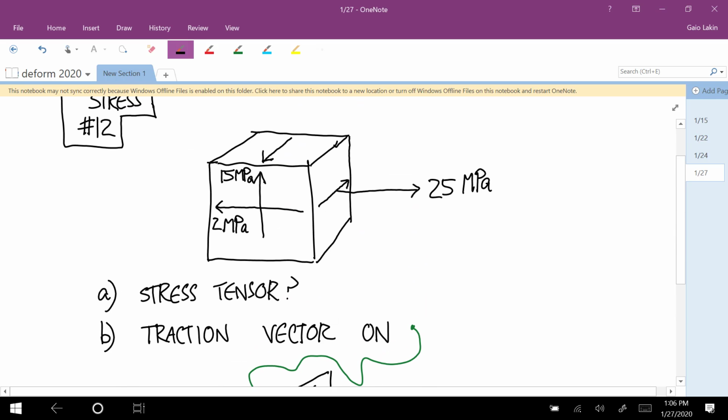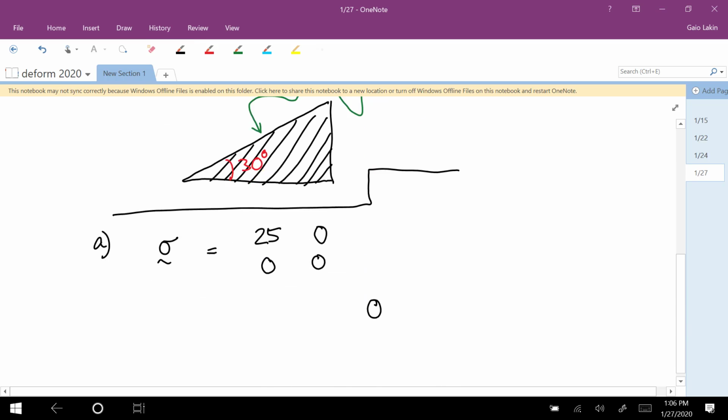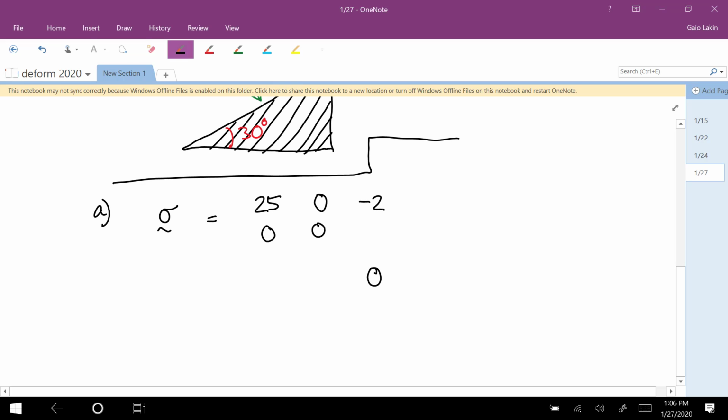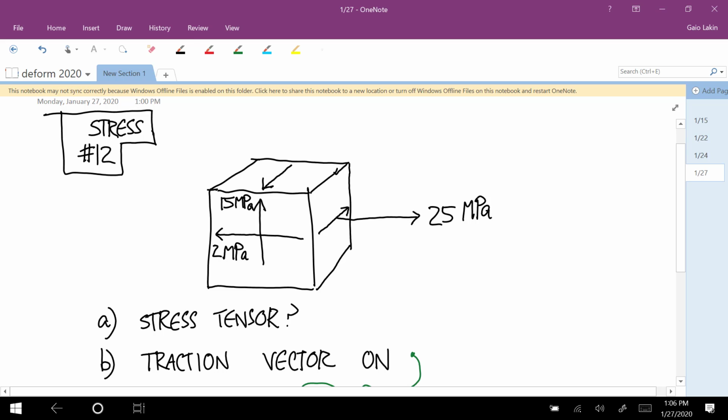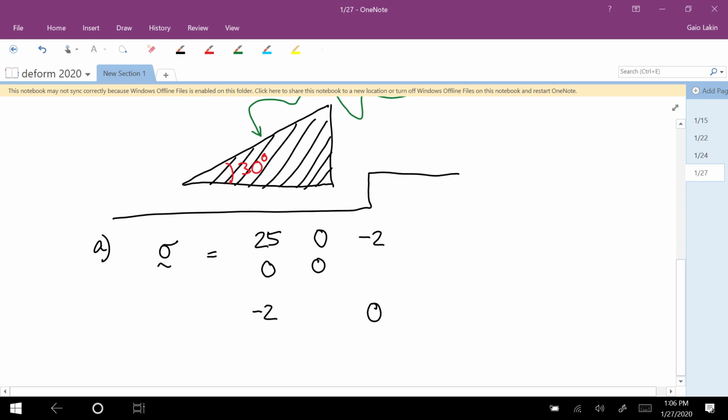And then on the x face, there is a traction component in the negative z direction. It has a magnitude of 2 megapascals. So this is going to be negative 2. And symmetry then says this is negative 2. And now go to the y face. We have a shear stress element in the positive z direction with a magnitude of 15. So this is positive 15. Symmetry says this is positive 15. And so that's the stress element at that point.